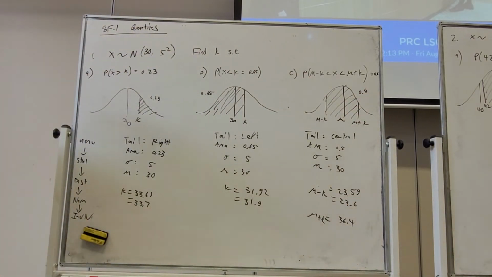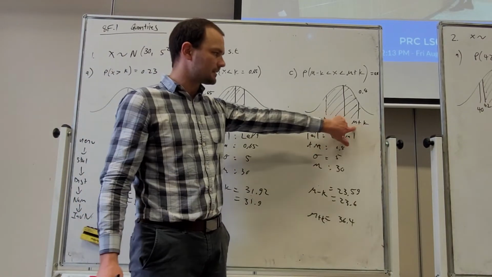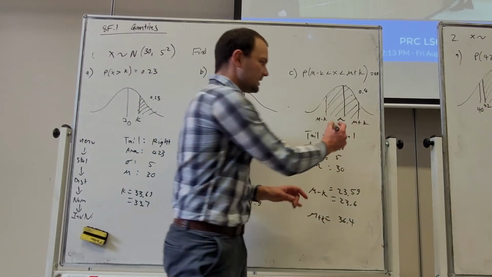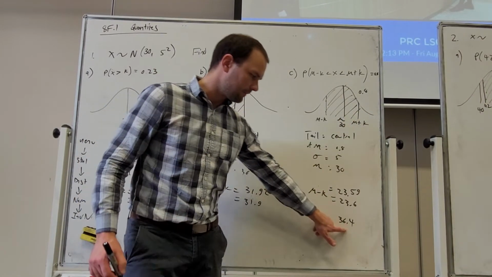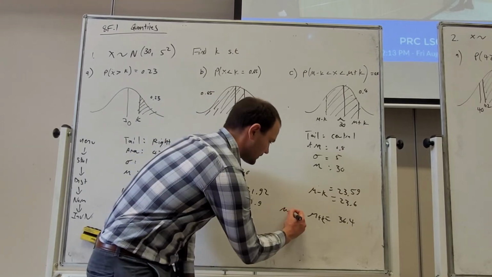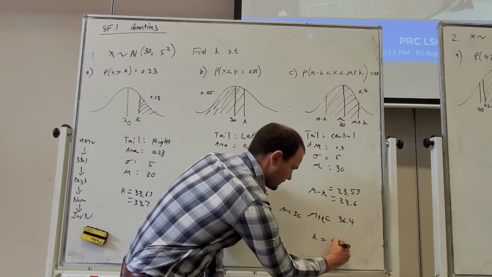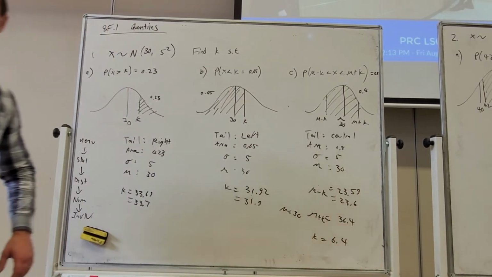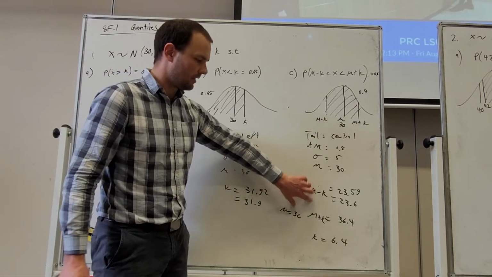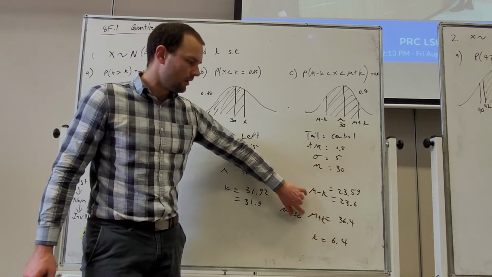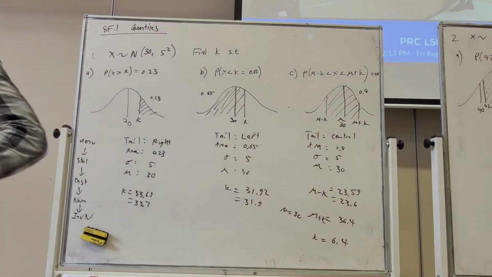Now we just need to be careful here because we're not quite done. We need to say, what's the value of K that satisfies this? Well, we know the mean is 30. So that means if the mean plus K is 36.4 and the mean is 30, the value of K has to be 6.4. We can get it from the mean plus K or the mean take K. That value of K is going to satisfy both of those equations.